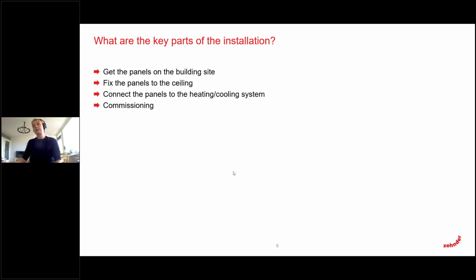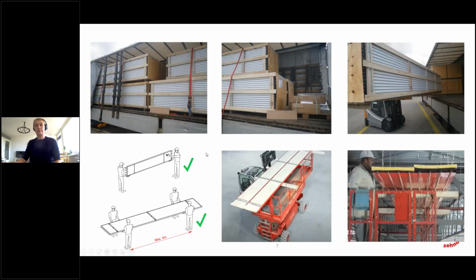If we say installation is quite a wide range, what are the key parts? Well, one of them is, of course, getting the panels on the building side and getting the panels to the ceiling, how to fix them, how to connect them hydraulically to the heating and cooling system, and in the end, the commissioning. What I will focus on mainly today is how to fix the panels to the ceiling and how to connect them to the heating and cooling system. But we will also get a little bit to the other points as well. So let's start exactly there.